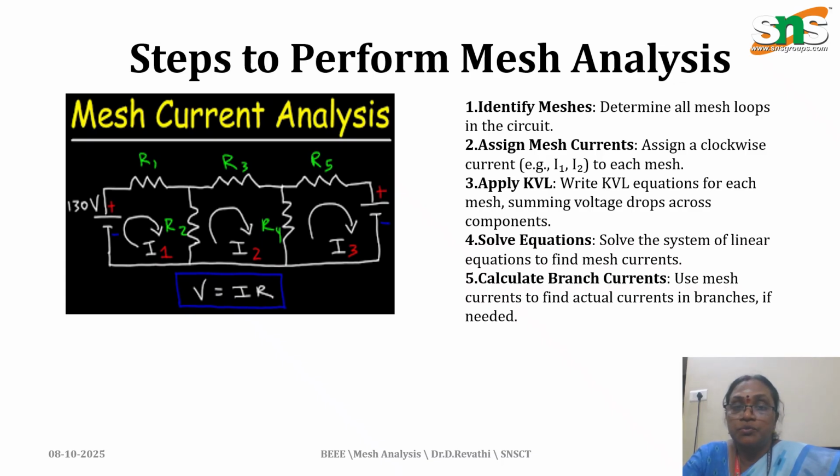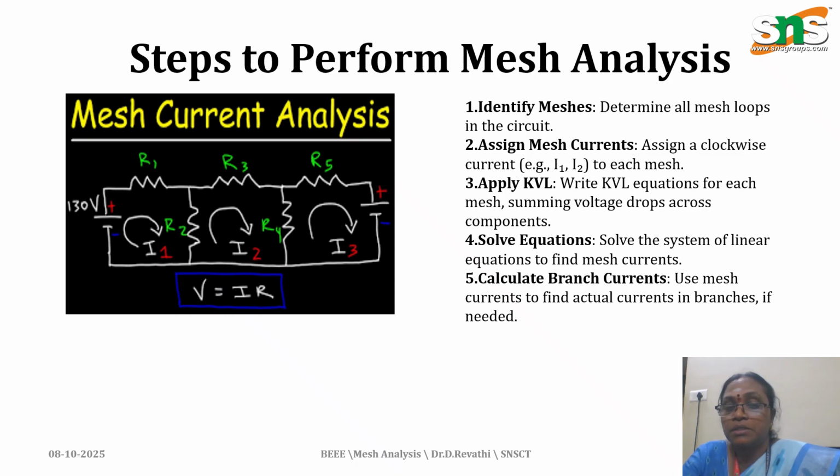The steps to follow: first identify the meshes and assign the mesh currents, apply KVL, solve the equations, and calculate the branch currents. These are the steps for performing mesh analysis. First, we have to find out how many meshes are there in the circuit. For example, the circuit here consists of 3 loops: loop 1, loop 2, and loop 3.